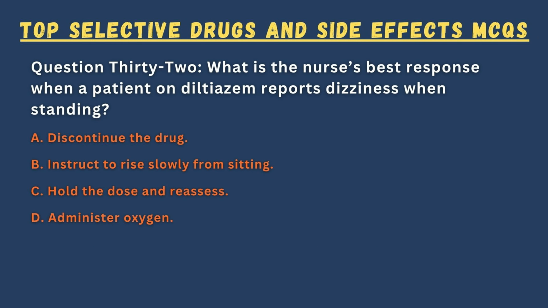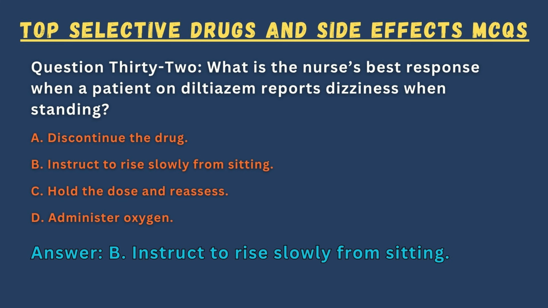Question 32. What is the nurse's best response when a patient on diltiazem reports dizziness when standing? A. Discontinue the drug. B. Instruct to rise slowly from sitting. C. Hold the dose and reassess. D. Administer oxygen. Answer: B. Instruct to rise slowly from sitting.